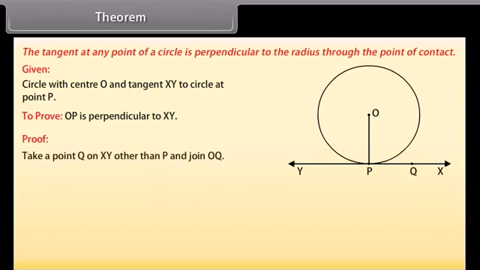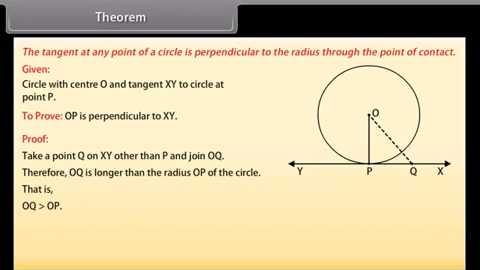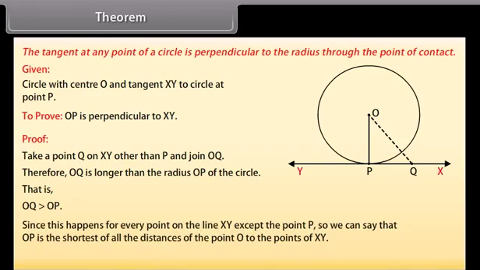Take a point Q on XY other than P and join OQ. Also, the point Q must lie outside the circle, because if Q lies inside the circle, then XY will become a secant and not a tangent to the circle. Therefore, OQ is longer than the radius OP of the circle. That is, OQ is greater than OP. Since this happens for every point on the line XY except the point P, we can say that OP is the shortest of all the distances of the point O to the points on XY. Hence, OP is perpendicular to XY.